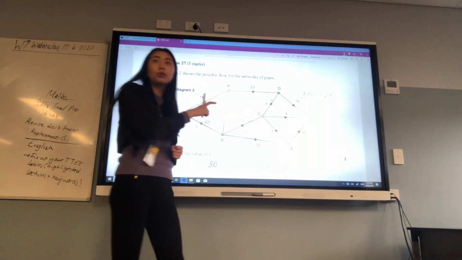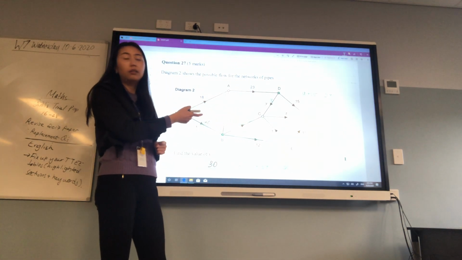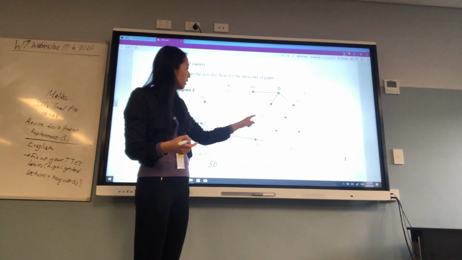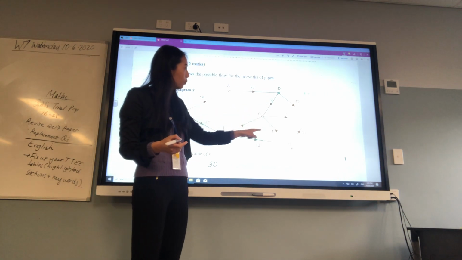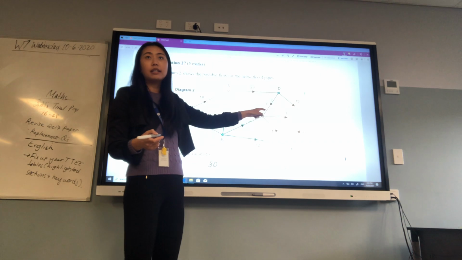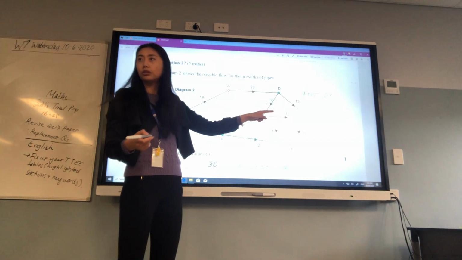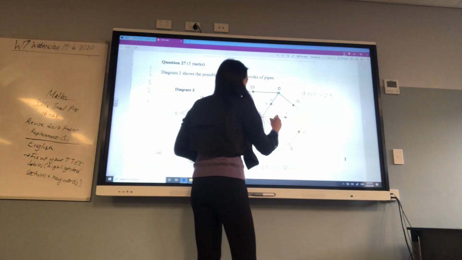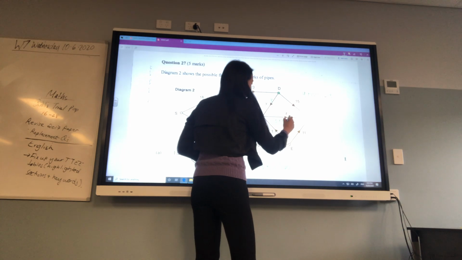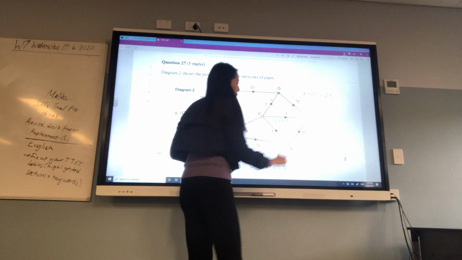Once you have y equal to 8, it's easy to find z. Because you have 8 and 13 going in and 1 going in, and z is the only outflow. So z is equal to 13 plus 8 plus 1. And that's 22.